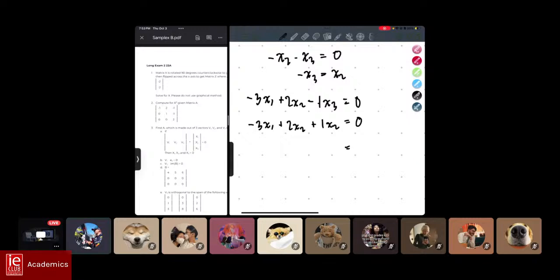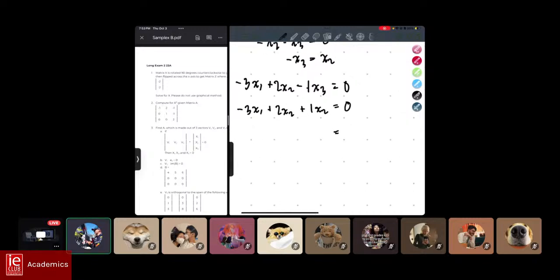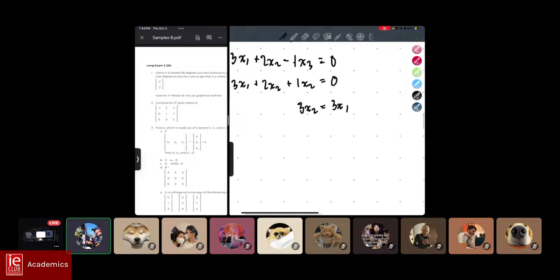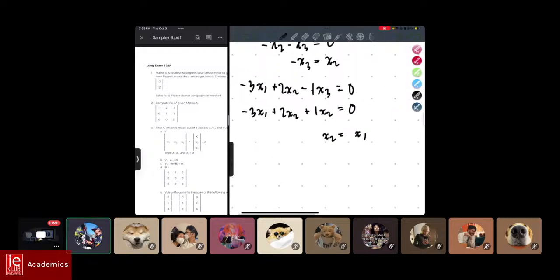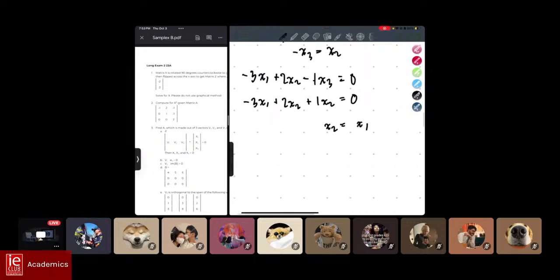So then, continuing on, magkakaroon tayo ng 3x sub 2 equals 3x sub 1. So, ibig sabihin yan na x sub 2 is equal to x sub 1. And then, since now we know all of the parang relationships between each other, we can now proceed to creating the eigenvector. So, again, we let, by convention lang, x sub 1. You can start anywhere. It's completely fine. So, we're doing the same thing lang.